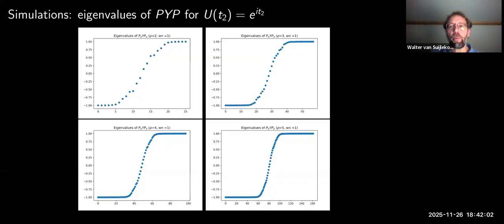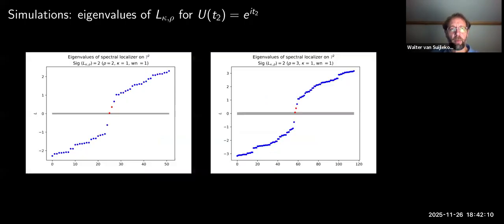So this is the plot of the eigenvalues of these compressed operators Y. So you see that at least 0 is not in the spectrum, so that's good. And maybe more interestingly, there is this spectral localizer. This is what you get when you take this matrix, this localizer, this 2x2 block matrix with these operators in there. So finite dimensional.